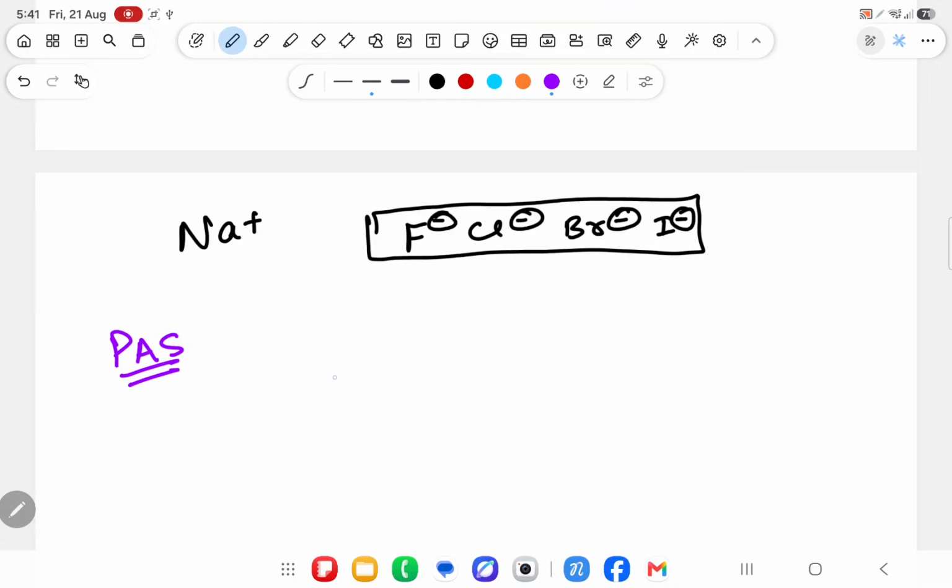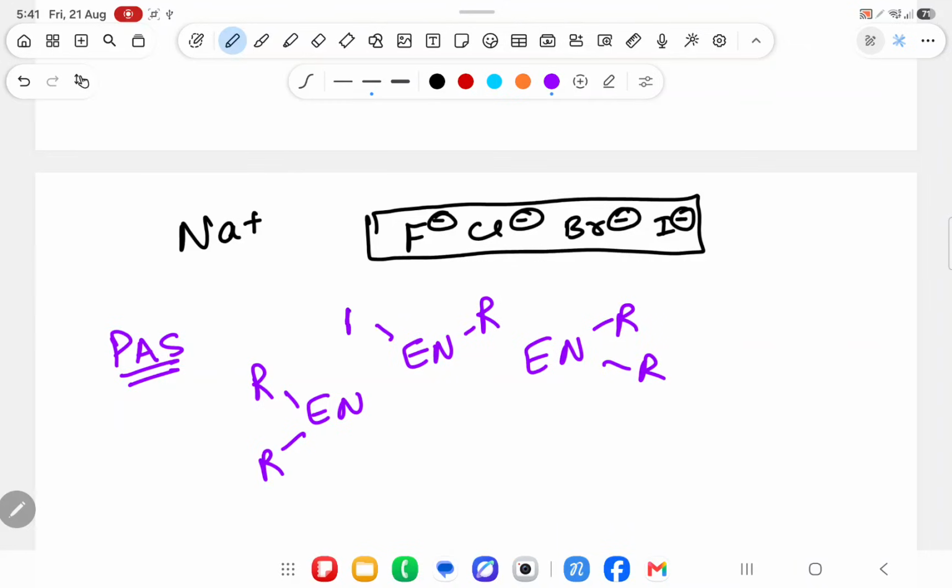Polar aprotic solvent means the electronegative atom has R and R, no hydrogen. The electronegative atom has something different but not hydrogen. So R I have taken. The electronegative atom has R and R. Now what happens over here? Fluorine is there, sodium is there, plus the electronegative atom has R, so it has del minus, del minus, del minus, del minus.